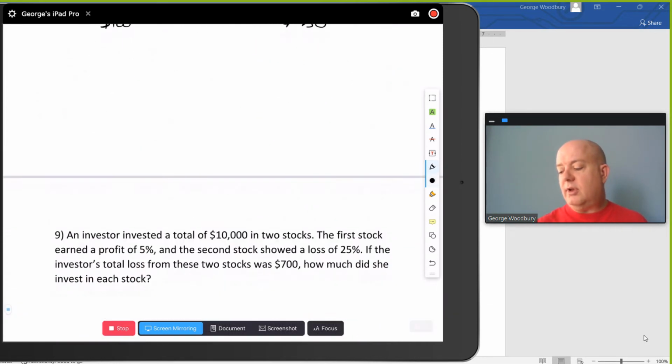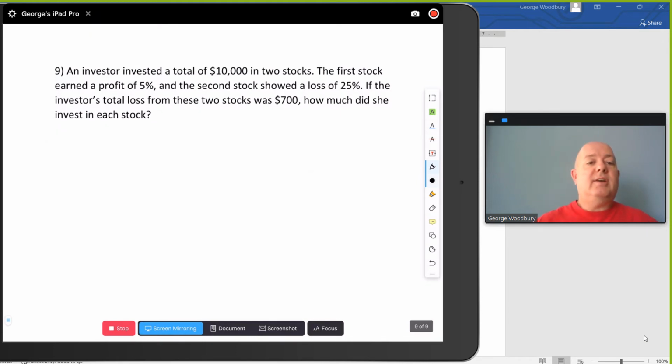A little difference on this one, though. An investor invested a total of $10,000 in two stocks. Last time it was $6,000, now we've got $10,000. No difference there, really. The first stock earned a profit of 5%, and the second stock showed a loss of 25%. The loss is the difference in this problem, so that's a negative return. If the investor's total loss from these two stocks was $700, how much did she invest in each stock?